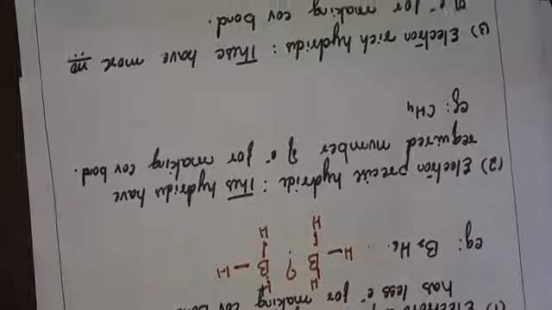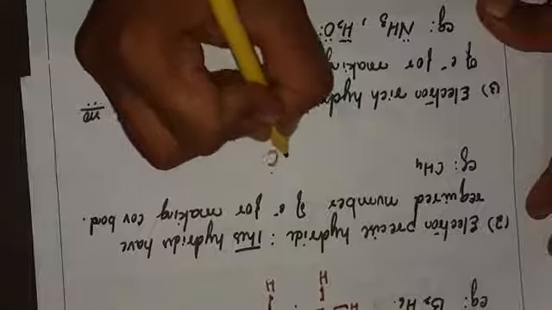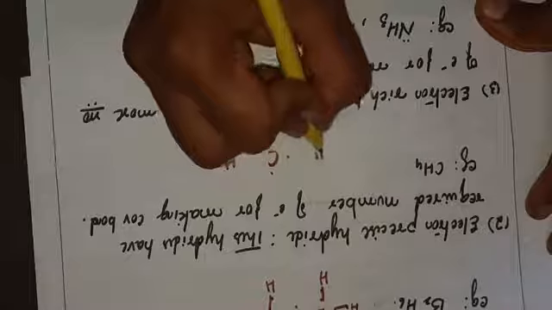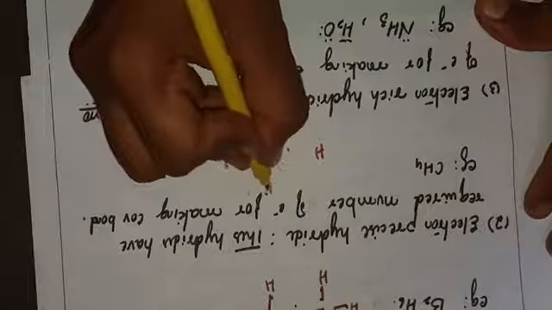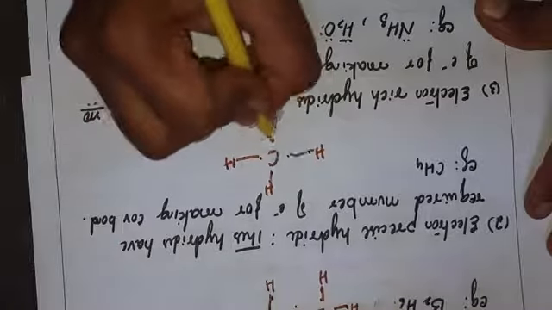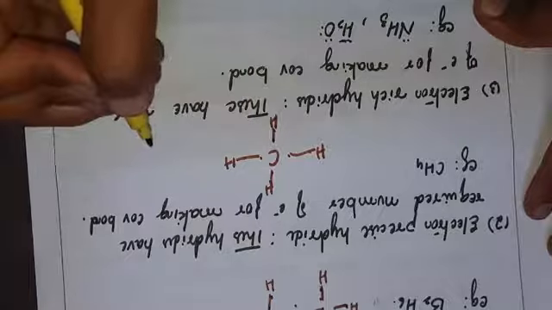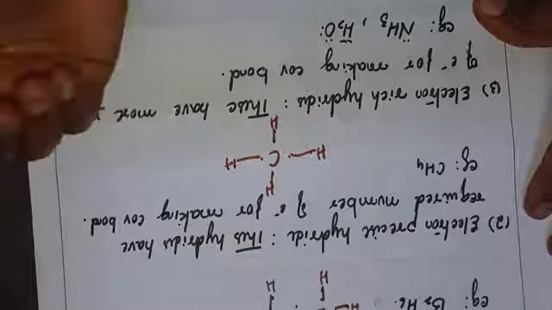Next, let us move on to the electron precise hydride. As the word itself says, precise means these hydrides have the required number of electrons for making covalent bond. For example, when you consider methane, carbon has 4 electrons in its valence shell. When it forms bond with hydrogen, as hydrogen possesses 1 electron in its valence shell, they form covalent bonds. They have the required number of electrons to form covalent bonds, that is electron precise hydrides.